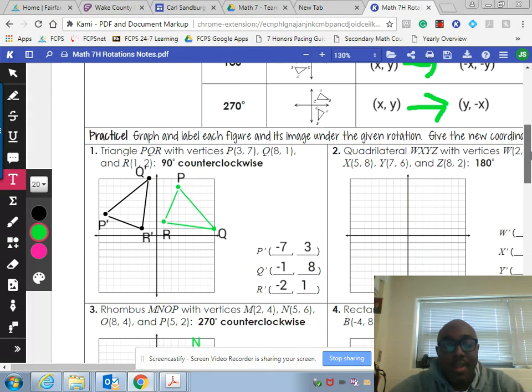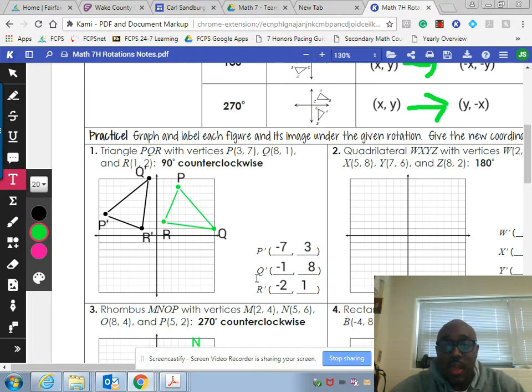So whatever the Y is, we're going to move it to the front and make it its opposite. P is originally 3, 7. The rule is negative Y, X. So we have negative 7, 3 as our P prime. Next, we have Q. Originally, it's 8, 1. The rule is negative Y, X. So we're going to have negative 1, 8.